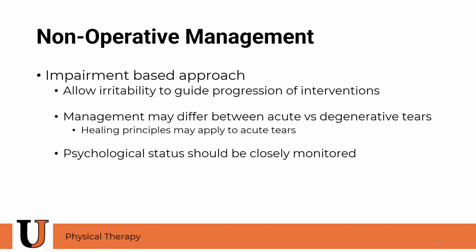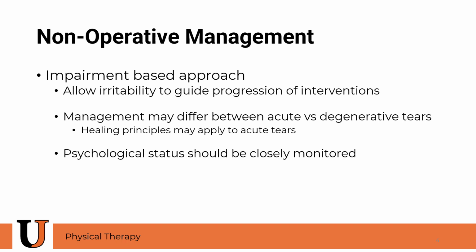For non-operative management, we're going to be taking an impairment-based approach, and we're going to allow irritability to guide the progression of interventions. Management may differ between acute versus degenerative tears, depends on the types of impairments that they're having, in addition to the location of the tear and whether or not that acute tear has the potential to heal.